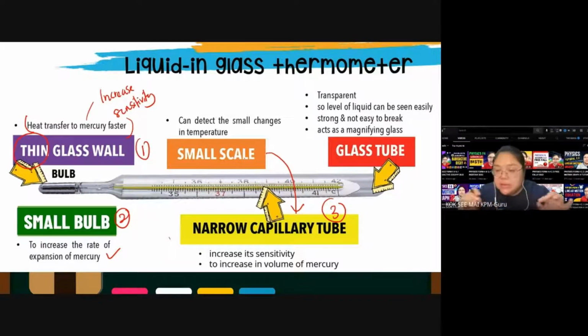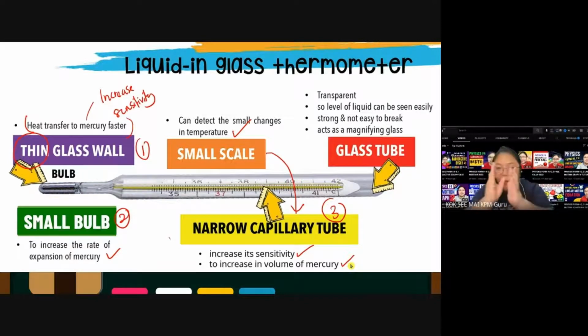When I make it thinner, it becomes taller. That means thinner, I don't want to use a bigger diameter. If your diameter is thicker, that means you need more mercury to go up, so I want to make it narrow. When I make it narrow, that means I can detect small changes of the readings. So when I make sure there's a narrow capillary tube, that will increase the sensitivity and also the increase in volume of mercury. You are thinner already, the volume goes up faster.